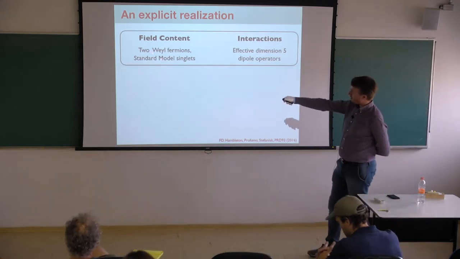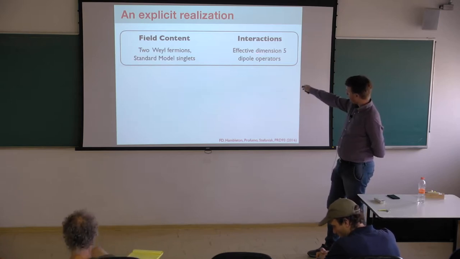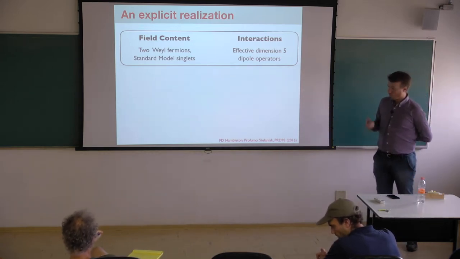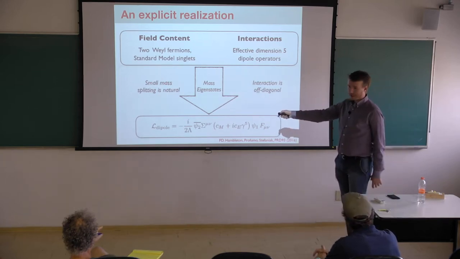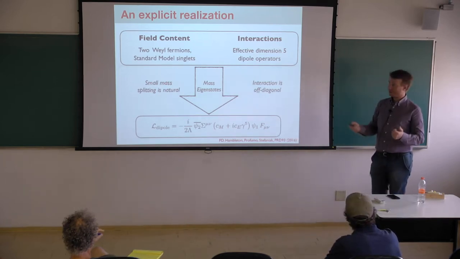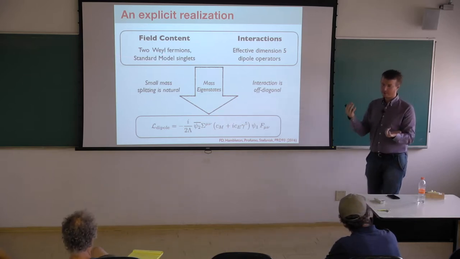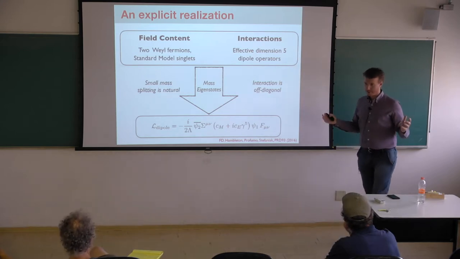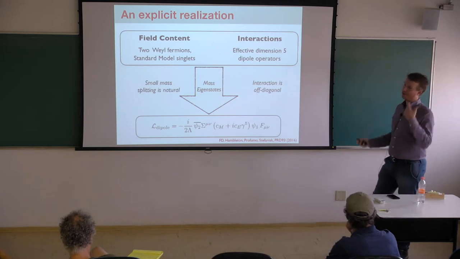Field content: two fermions, both standard model singlets. Interactions: a dimension 5 dipole operator with the photon. Once you write down this theory, you see that the small mass splitting is natural, because these are standard model singlets, so you can write a Dirac mass and a Majorana mass. All you need is that the Majorana mass is much smaller than the Dirac mass. This is a natural limit. It's technically natural, okay, to have the Majorana mass much smaller than the Dirac mass.